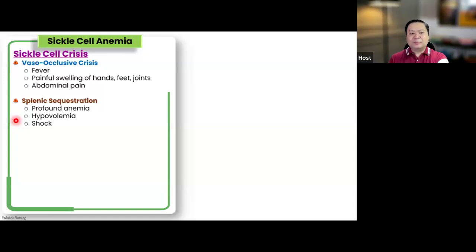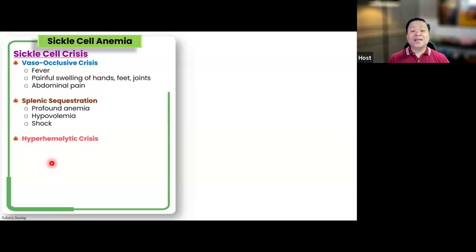Now, the next complication here is what we call the hyperhemolytic crisis. So what is this? This is caused by accelerated, rapid destruction of the red blood cells over a very short time.